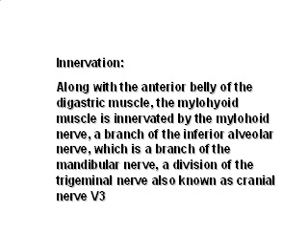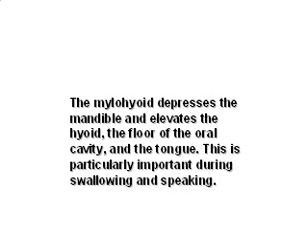Innervation. Along with the anterior belly of the digastric, the mylohyoid is innervated by the mylohyoid nerve, a branch of the inferior alveolar nerve, which is a branch of the mandibular division of the trigeminal nerve, the fifth cranial nerve. Action. The mylohyoid depresses the mandible and elevates the hyoid, the floor of the oral cavity, and the tongue. These actions are particularly important during swallowing and speaking.